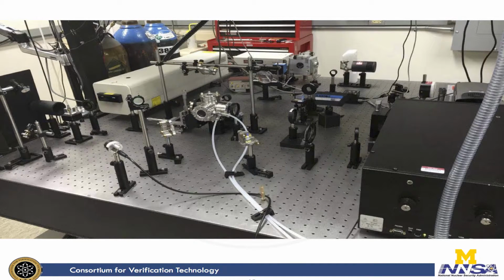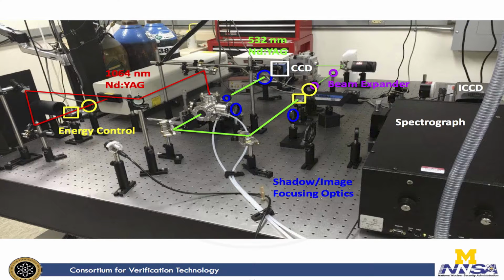And so here's our actual system, and here it is annotated. Our ablation laser goes downwards, creates a vertical spark within our target chamber. Here is our backlight, which loops around through our plasma onto our detector, and our spectrograph for spectroscopy.